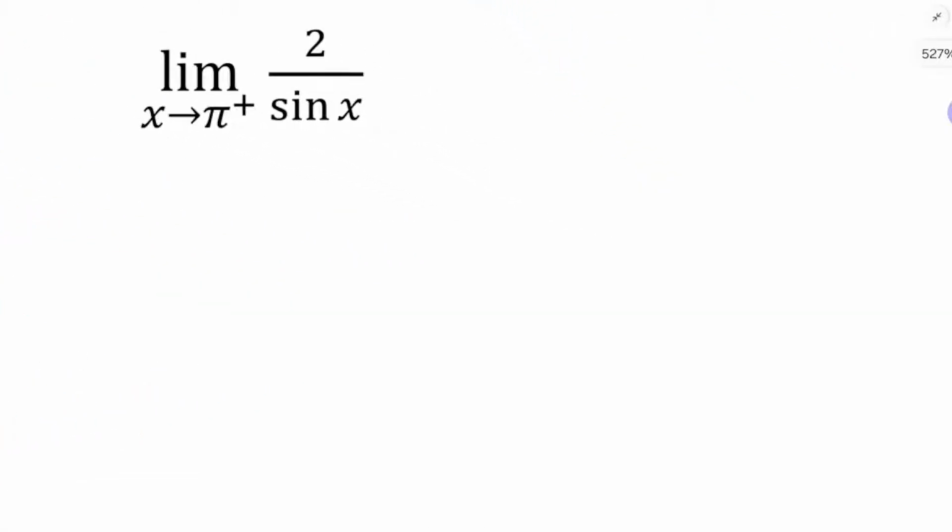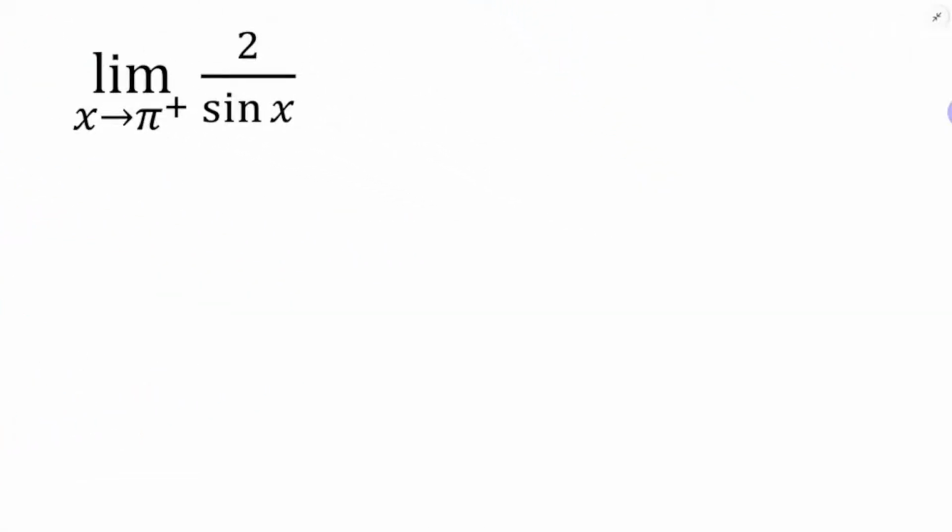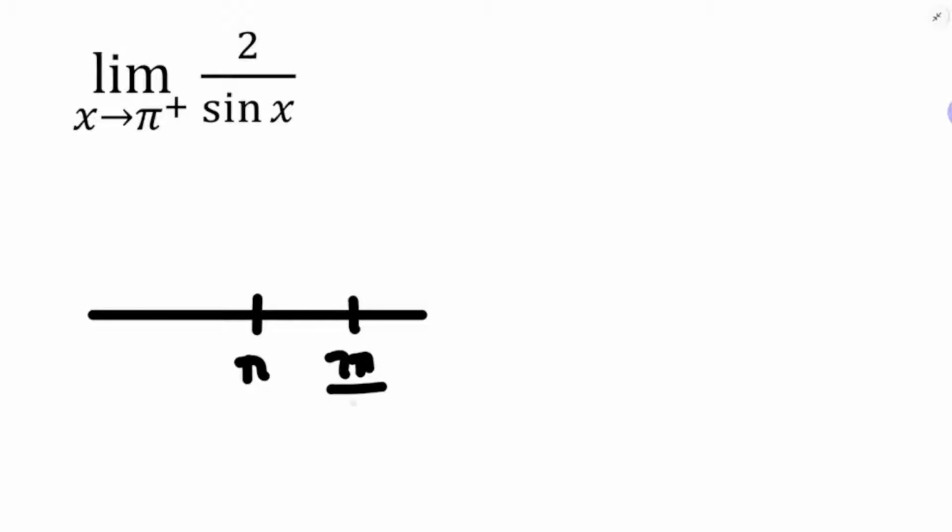Okay, x approaching pi from the positive side of 2 divided by sine x. Okay, sine of pi, that's going to be 0. And so I've got 2 over 0, it's a vertical asymptote. So pi here, and you could do 3.15 or something, but I think the best thing to do is just do the next stop on the unit circle, which would be 7 pi divided by 6.